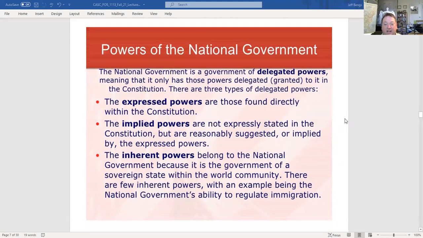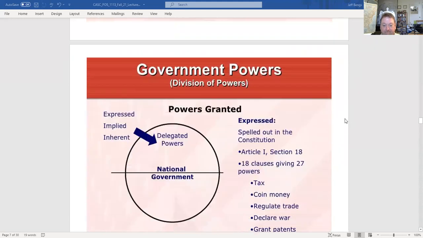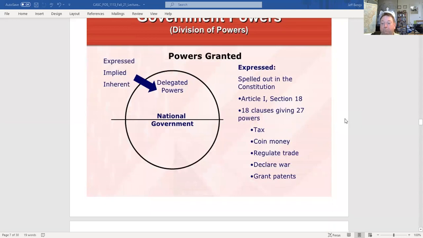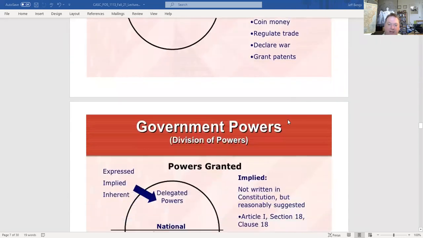These slides, I should have been showing these slides to you as I was going over these things. The delegated powers that are expressed are spelled out in Article 1, Section 8, and they give 27 powers to the national government, specifically the legislature. The legislative branch.